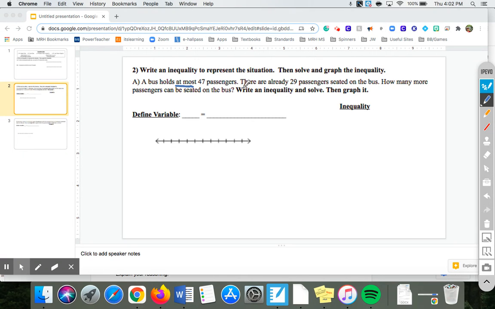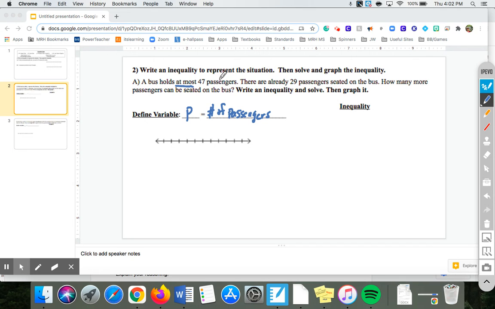So at most 47 passengers, there are already 29 passengers seated on the bus. How many more passengers can be seated on the bus? So looking at what the question is asking me, it's asking for how many passengers can be seated on the bus. So that's what my variable is. That's what my unknown is. So P for the number of passengers that we can add to the bus.